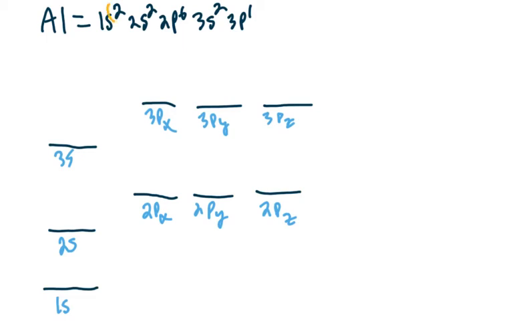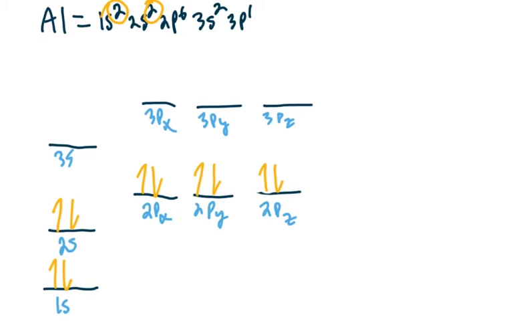Our 1s orbital can hold 2 electrons, so positive 1/2, negative 1/2 spin. 2s can hold 2 electrons, right? And then our 2p orbital can hold a total of 6 electrons because there are 3 different orbitals, and each can hold 2 electrons. So we follow Hund's rule: 1, 2, 3, then 4, 5, 6.